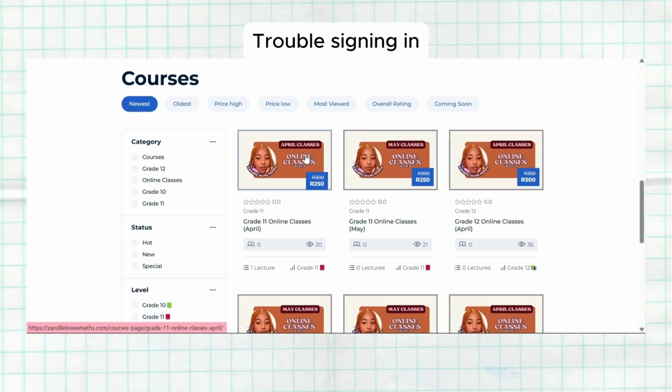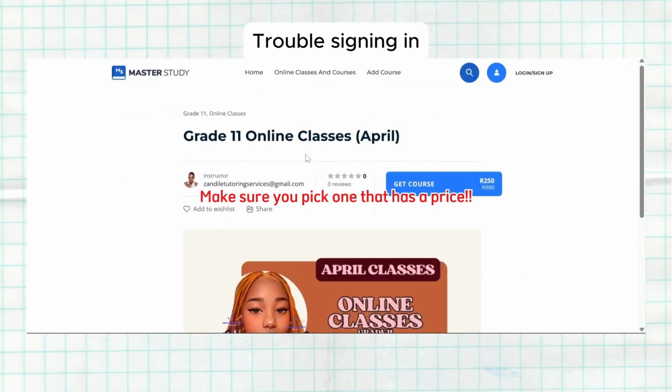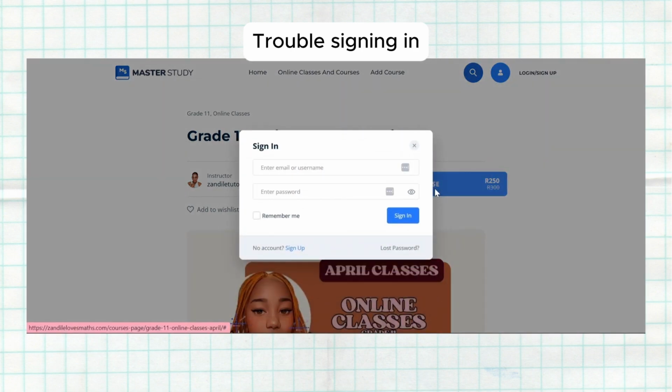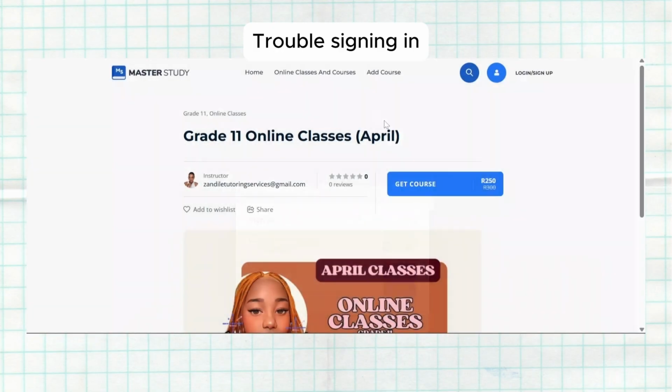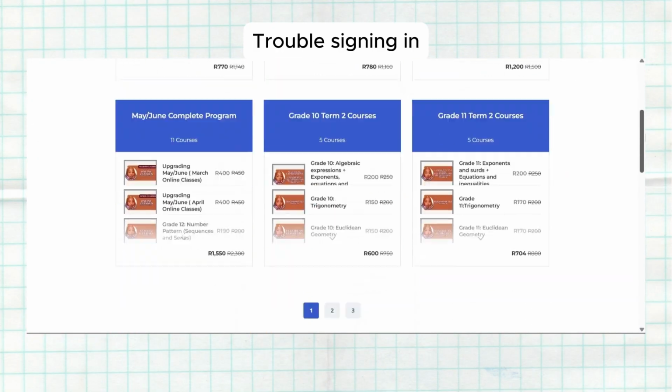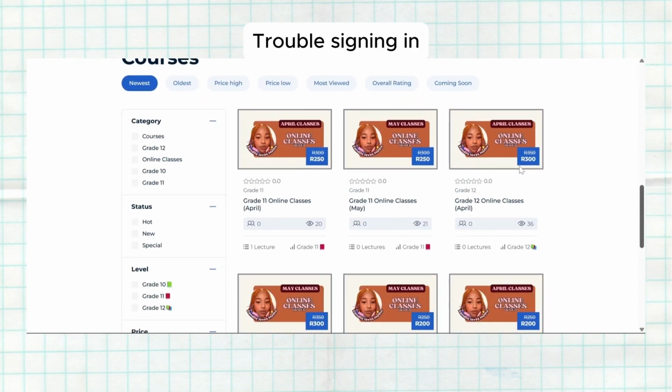Obviously, for you to purchase a course, you need to log in, so you're going to say get course, and you're going to have to put in your details. Let me emphasize again: it's very important that you pick a course that is paid, because for some weird reason the preview one, the free one, doesn't allow it. But again, you're not going to be paying anything. I just want to emphasize that part.